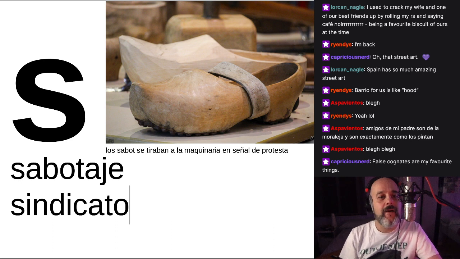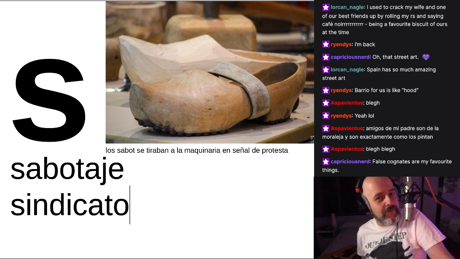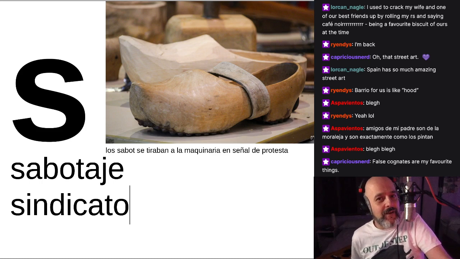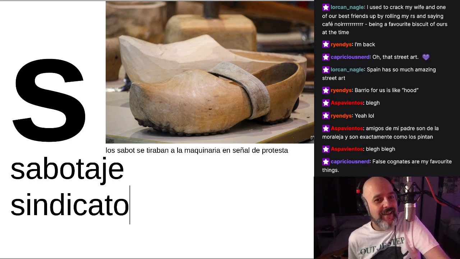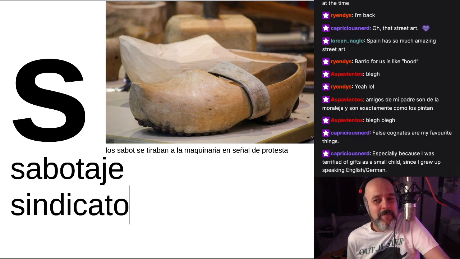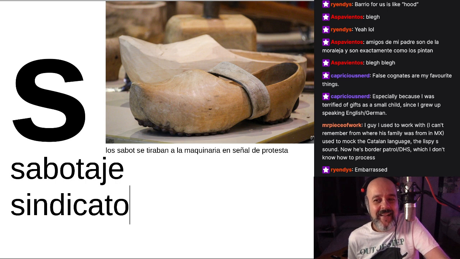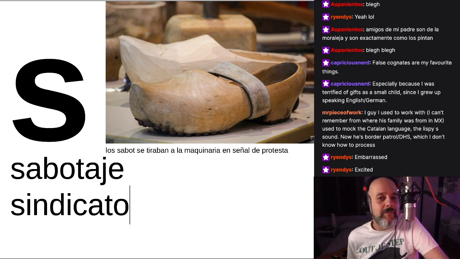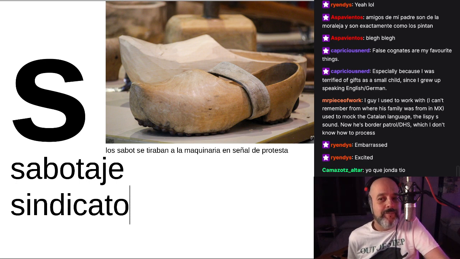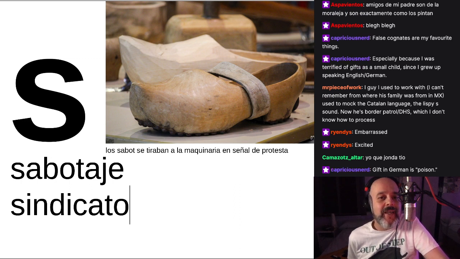Yeah, false cognates are a lot of fun, and they give you some fun times sometimes when you feel brave and you're gonna try and use a word, and it's like, what? They gave you fun times, definitely. You were terrified of gifts as a small child, since you grew up speaking English, German. Yeah, gift is a gift in English, but gift in Norwegian means poison. In Norwegian it's gave, a gift.